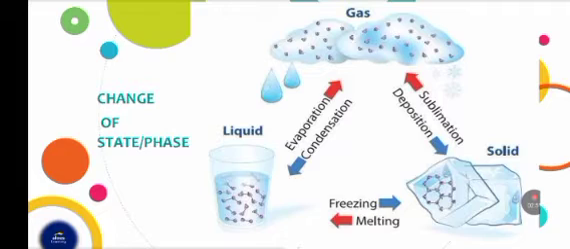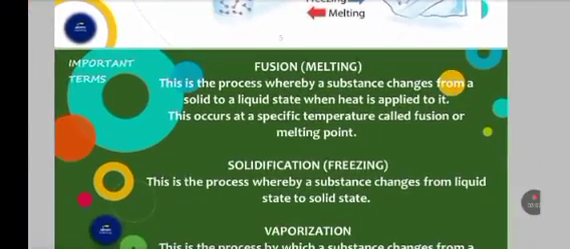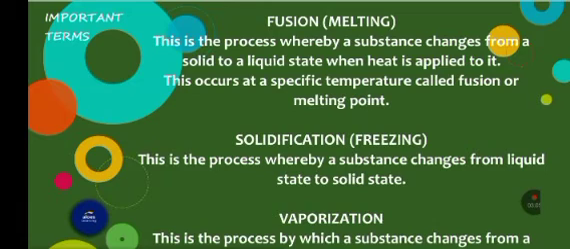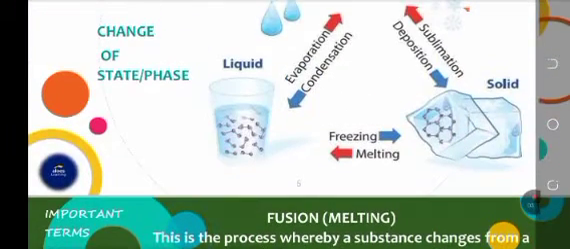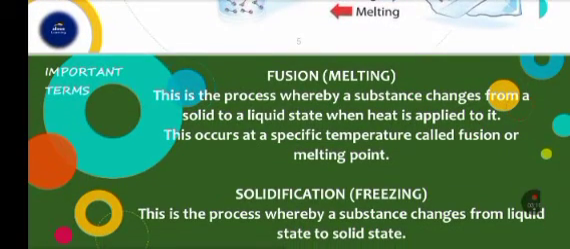Also, when gas turns into solid, we call it deposition. And when solid changes to gas, we call the process sublimation. The details of the processes or the terms are given below. So fusion or melting, as we saw above, occurs when solid changes back into liquid, and the temperature at which that happens is called the melting point.